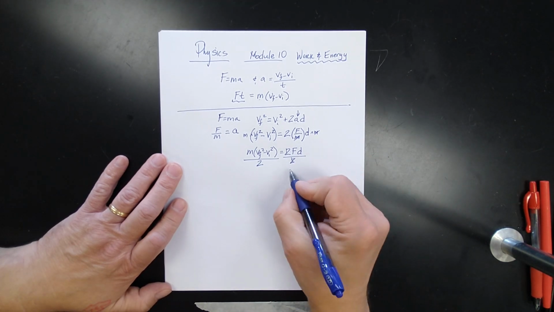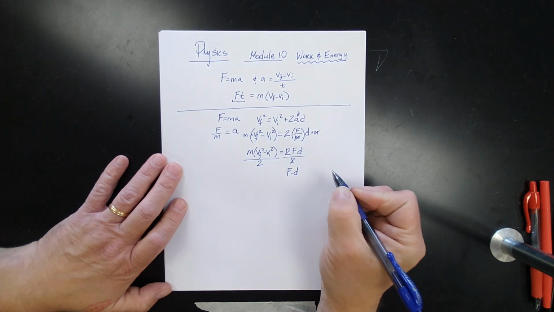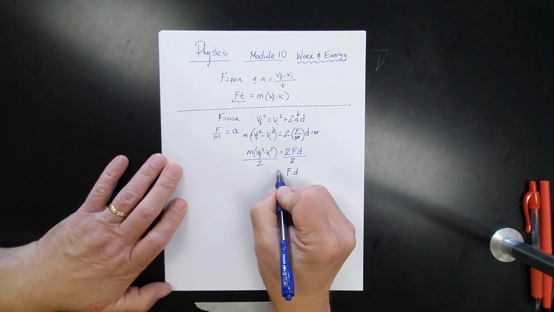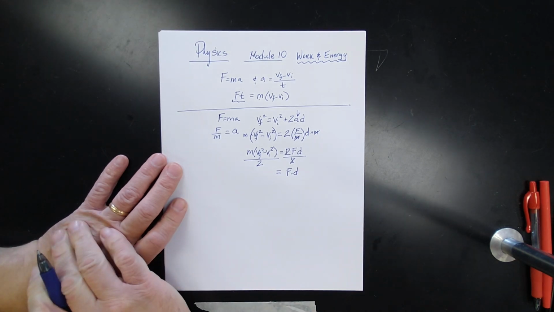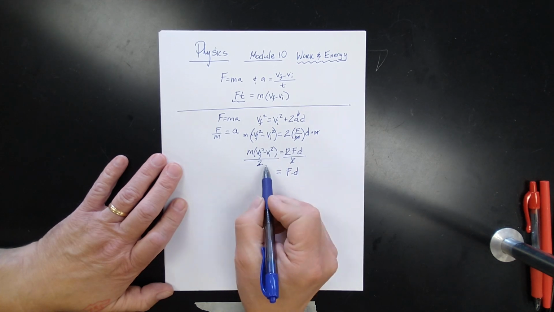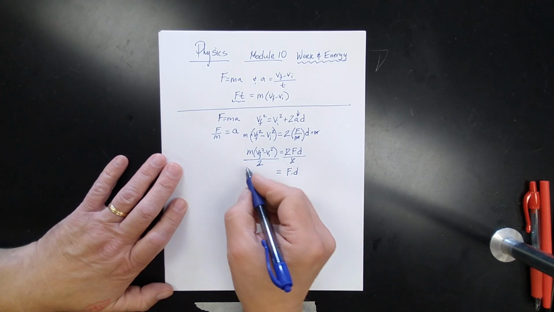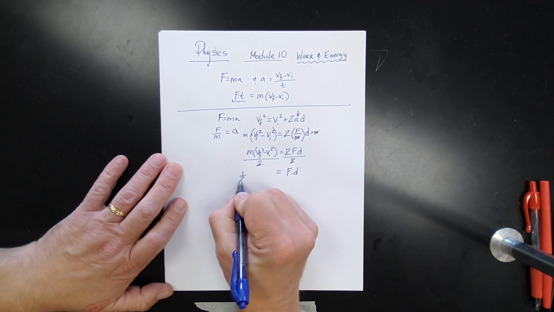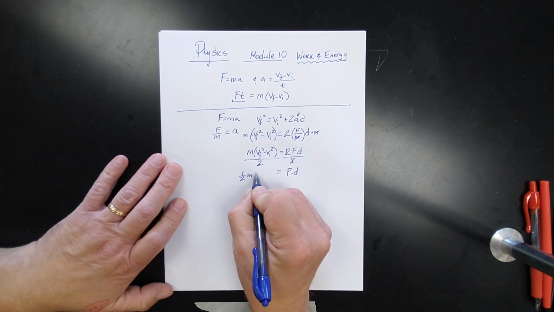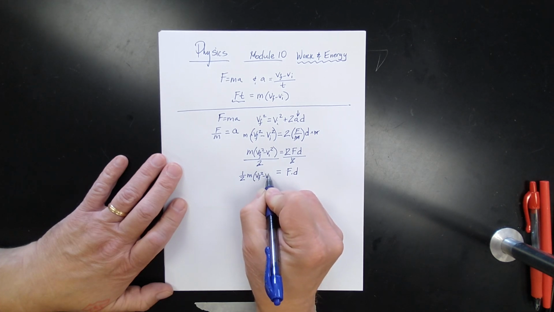Now the 2's cancel out, which leaves us with force times distance over here. That looks really nice and simple. And over on this side, we've created our two new things. This is divided by 2, so it's 1/2 of the whole works. So I'm going to move that 1/2 out here like this, 1/2 m times Vf squared minus Vi squared.